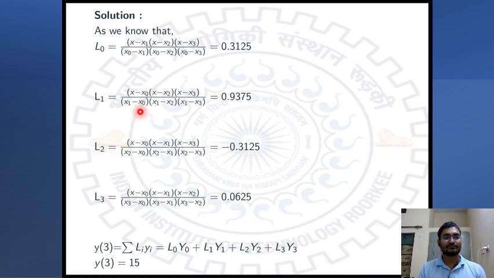x1 minus x0, you need to skip the x1 term, and here x2 minus x2 term you just need to skip. After that you just need to use L0 y0, L1 y1, L2 y2, and L3 y3. You just need to put the values of y0, y1, y2, y3 from the data points, that is 10, 20, 30, 40, and multiply by L0, L1, L2, L3, and you will get the answer, which is 15.